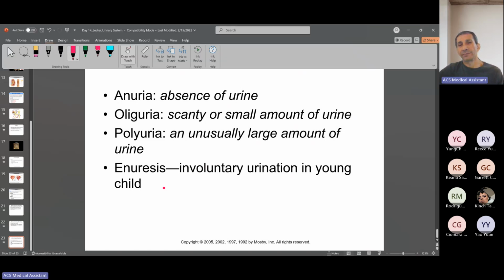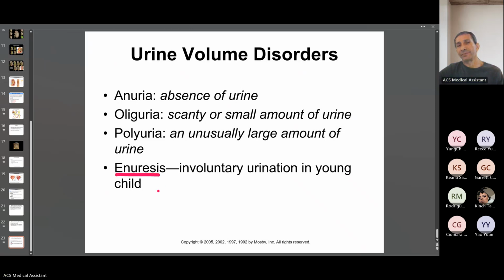One more thing, enuresis. So enuresis, this is what we call involuntary urination. This is when little kids urinate themselves at night in the bed.